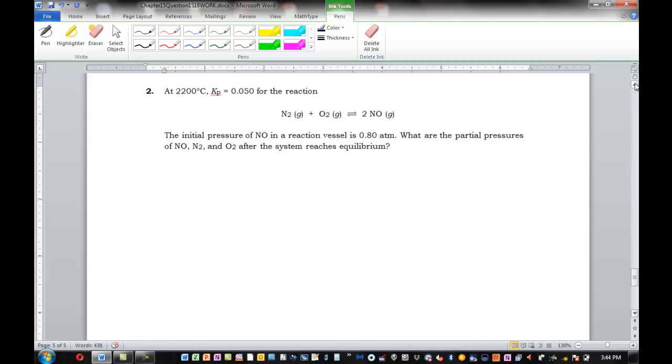All right, so let's set this one up. Again, it's good to rewrite the reaction. And our ICE tables will always have the same form. We'll have an initial. All right, so let's see what we have. The initial pressure of NO in a reaction vessel is 0.8 atmospheres. NO, oh, it's our product.